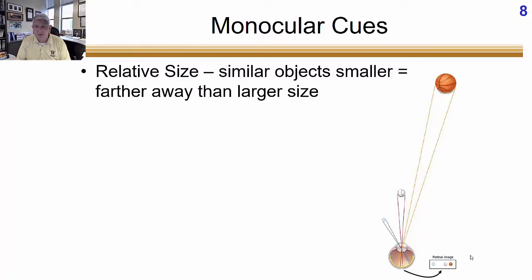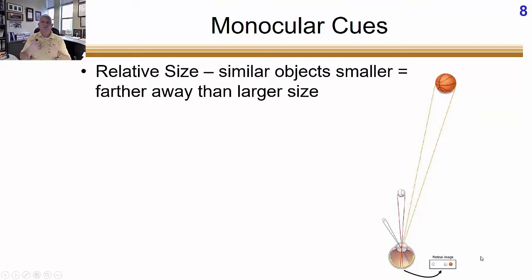So relative size is a cue that we can use to tell how far away something is if we have a sense about how big that object is. Here we see a golf ball, a baseball, and a basketball. And on the retina, this is the inverse projection problem, all three of those are exactly the same size on the retina.